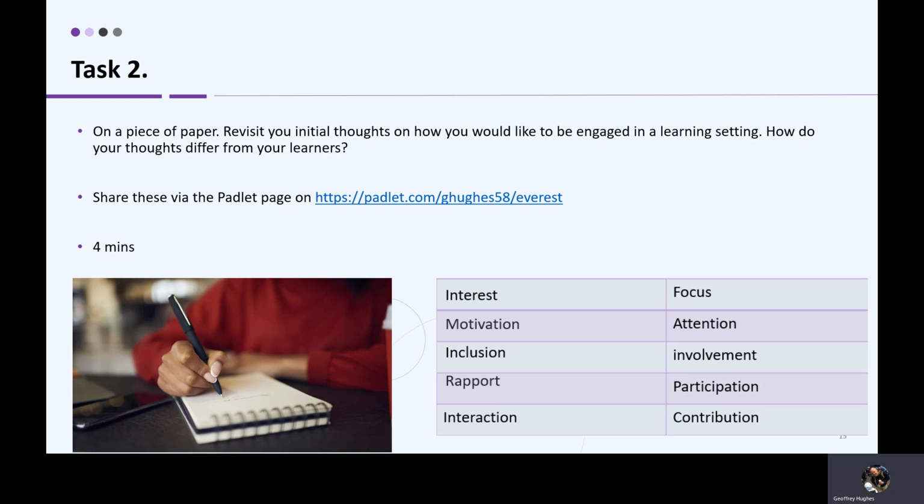So there's a Padlet page if you want to just pause the presentation and contribute to. Looking at how would you like to be engaged from a learning setting, and how do your thoughts on how you like to be engaged differ from your learners? And then you can share that on the Padlet link. So it's GHughes58 at Everest. And pause the presentation and by all means have a go at that.